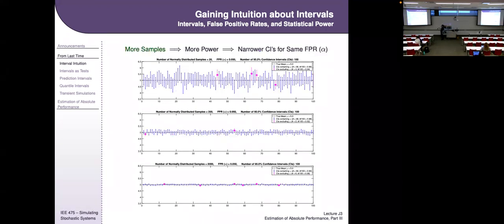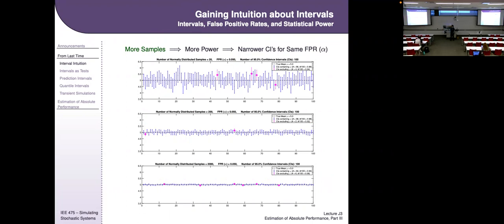Now, the other thing I can get out of intervals is if I add samples for the same false positive rate, then I can narrow the interval size. And so here I've got an alpha of 0.05. So these are all 95% confidence intervals. But up here, I have 20 samples. In the middle, I have 200 samples. And down here, I have 2,000 samples.